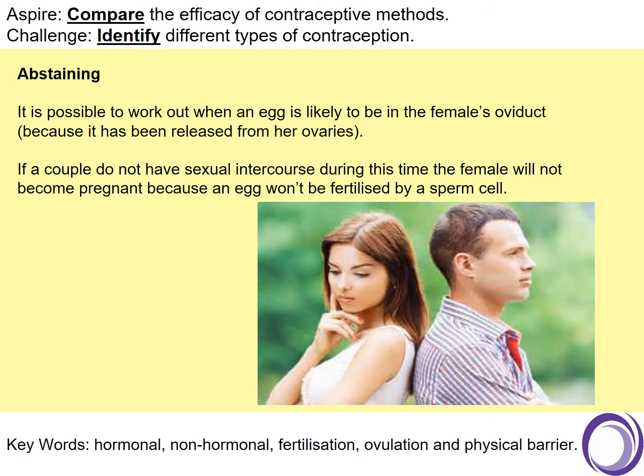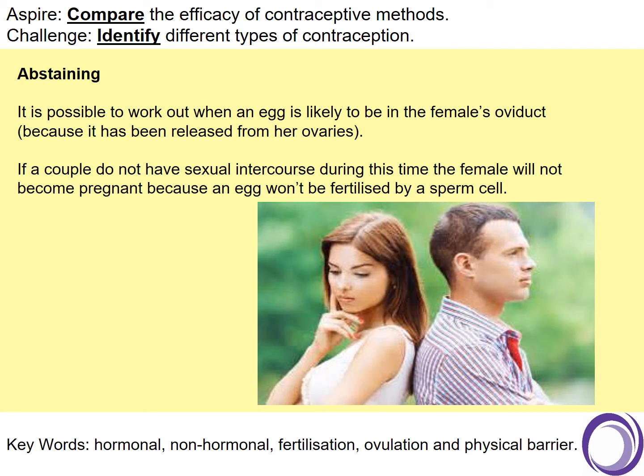And then another method of contraception that doesn't involve hormones is abstinence, or not having sex. It's possible to work out when an egg is likely to be in the female's oviduct or released from their ovaries. If you think about the menstrual cycle, it was roughly day 14 when ovulation happens. So if a couple don't have sexual intercourse during the time when the egg is likely to be released from the ovaries, then it reduces her chance of becoming pregnant because it's unlikely that the egg will be fertilized by the sperm cell. Now, there are advantages and disadvantages to this.